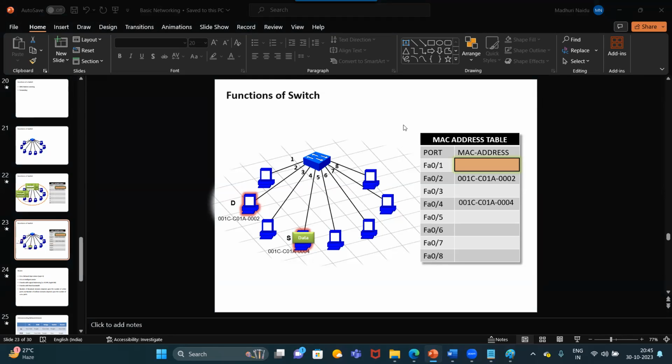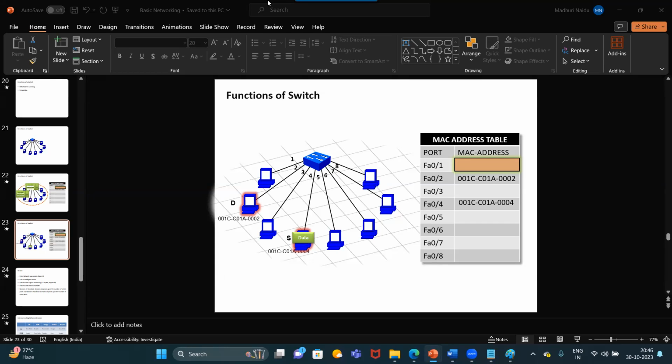You said about the functions of a switch: for the first time, if D wants to communicate to S, it will ask the switch that it wants to communicate to this MAC address. So how does D know the MAC address of S? Not the MAC address at first, the IP address. It will send with the IP address. The PC transfers the data to the IP address. The switch doesn't know the IP address. How does D know the IP address of S? That is again a different concept.